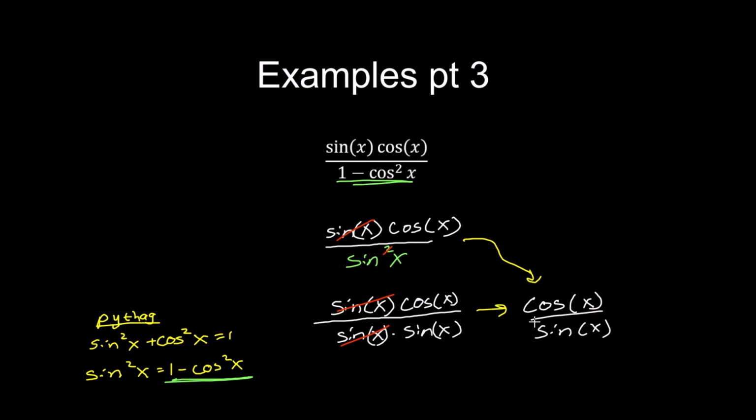Well, hang on. That right there is a quotient identity. Cosine of x over sine of x gives me cotangent of x. So there it is. We've taken this super disgusting thing. We've done Pythagorean identity, and we've done canceling like we've been doing for years. And we've discovered it equals this nice, pretty cotangent of x.